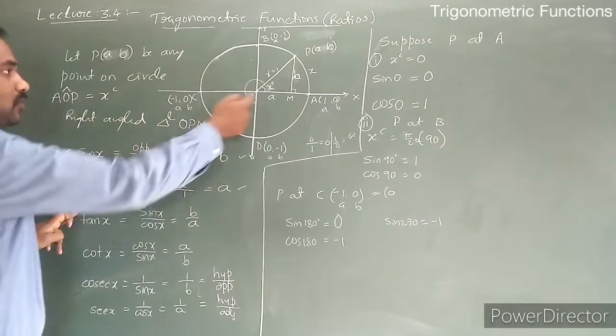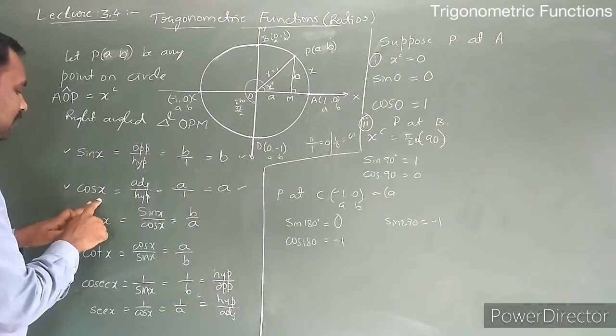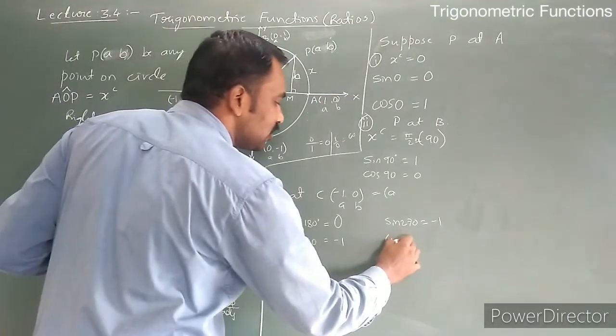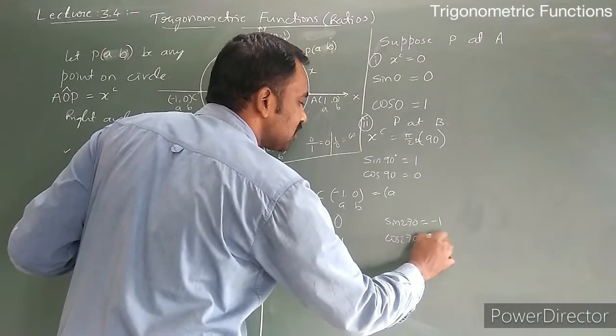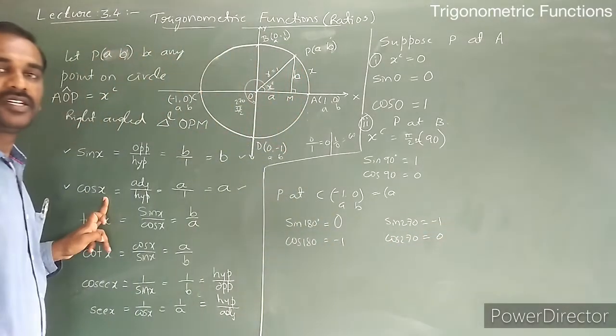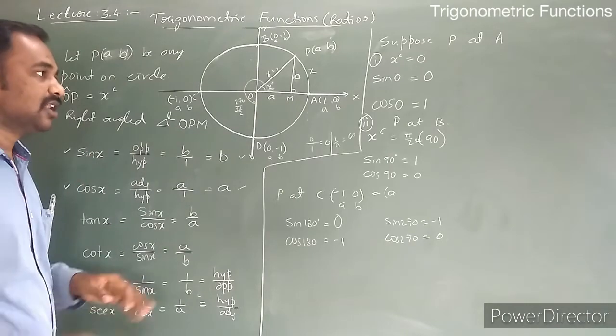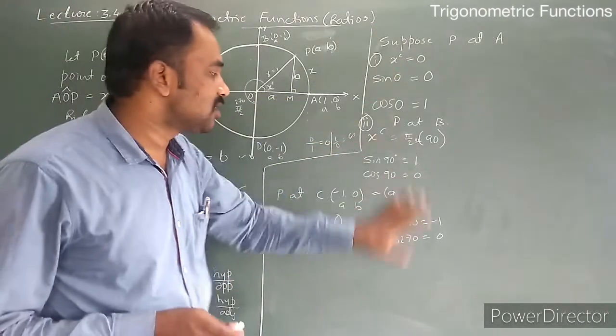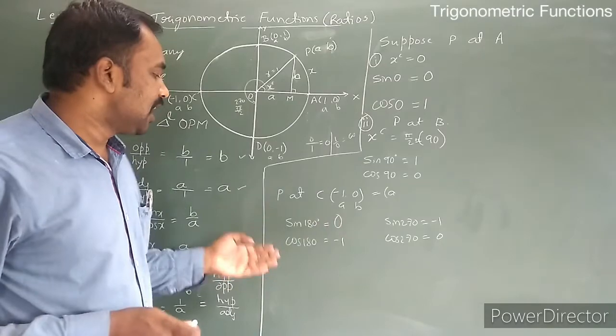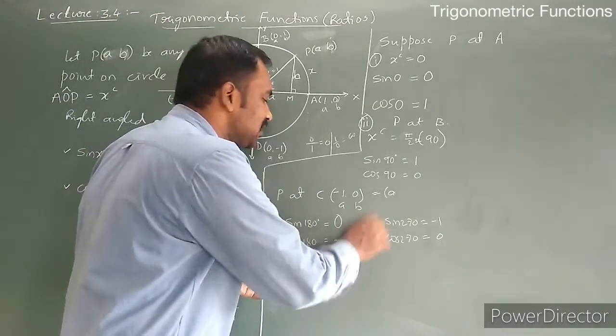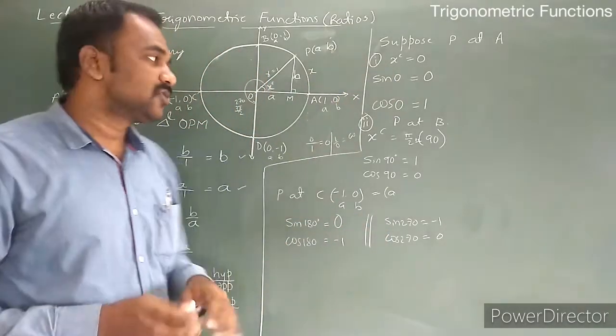Similarly, cos of 270, x is equal to A. So what is the cos of 270? Cos of 270 is 0. Like that, we can find any angle. So we just mentioned these values. With the help of sine and cos, we can easily get all the remaining ratios.